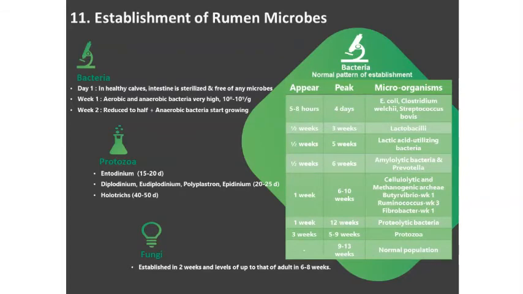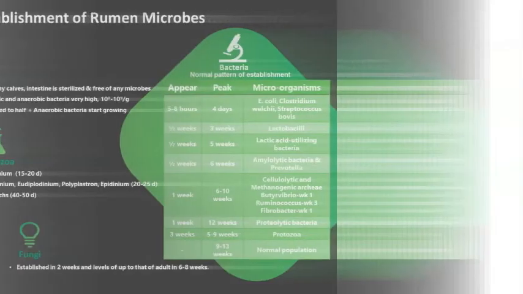The starch degrading Entodinium gets established first of all, followed by cellulose degrading protozoa like Diplodinium, Eudiplodinium, Polyplastron, Epidinium, and last of all, the sugar fermenting protozoa, the Holotrich, get established in 40 to 50 days of age of the animal. The fungus gets established in 2 weeks of time, and the level up to that of an adult animal is reached in 6 to 8 weeks.